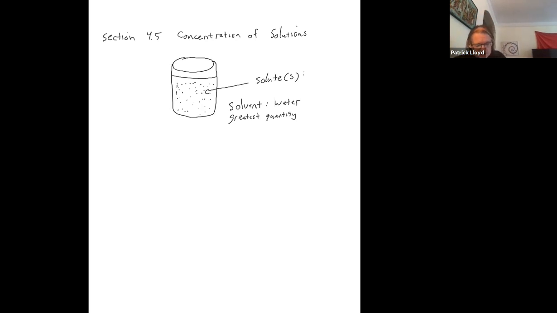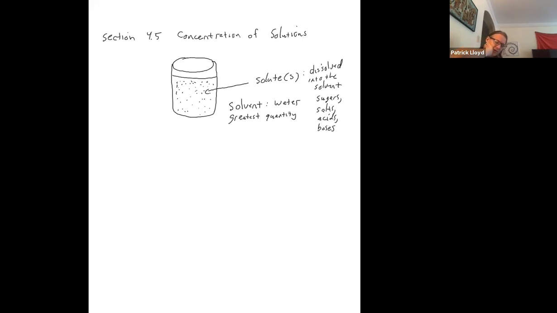So the solutes are dissolved into the solvent. Again, those are typically sugars, salts, acids, bases, could be other things as well. Usually, well, I should say by definition, there's more solvent than there is solute, although that can get a little complicated. We'll use that as our assumption.